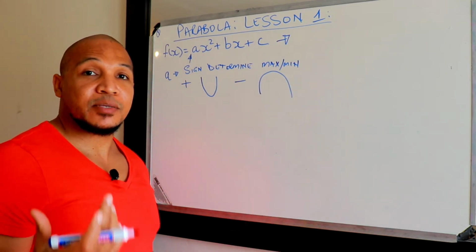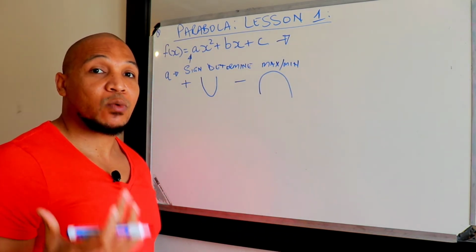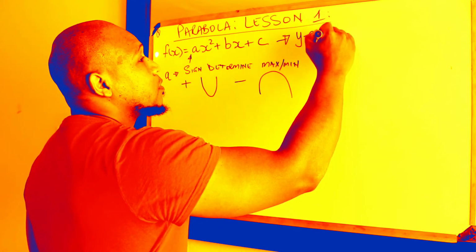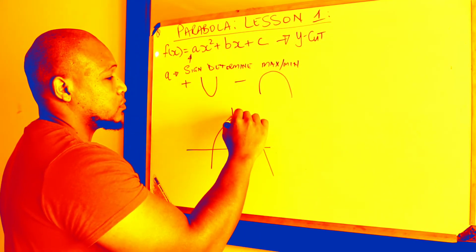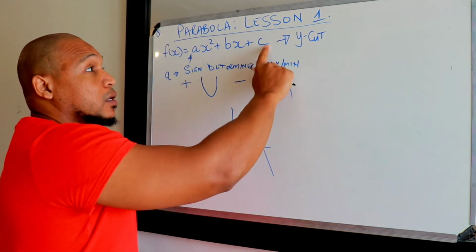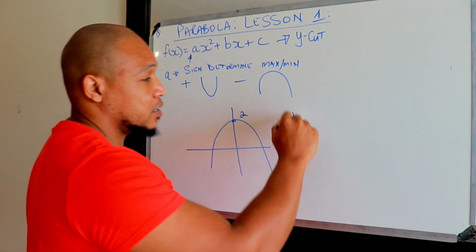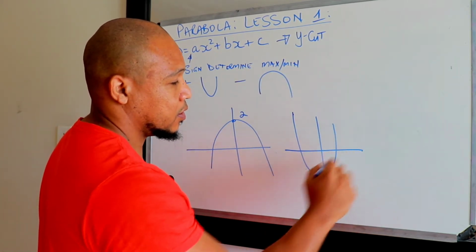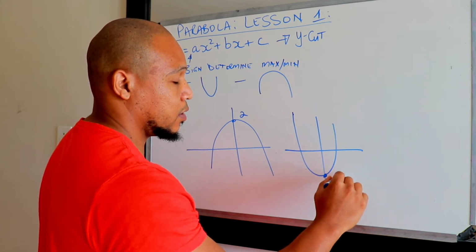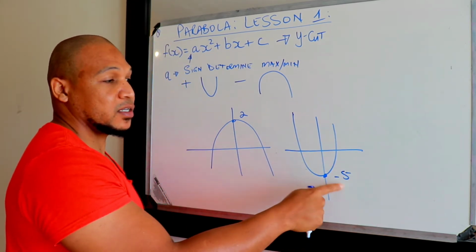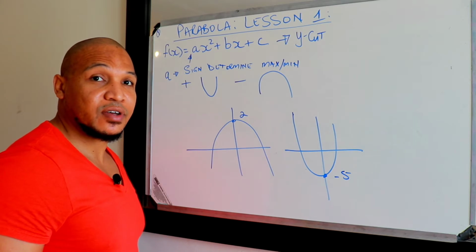C is the place where a parabola cuts the y-axis. So C will be equal to 2 in this case. When I have that, C will be equal to -5.